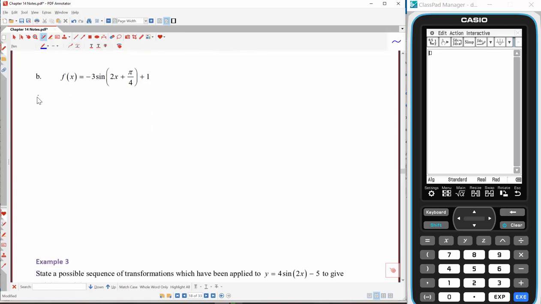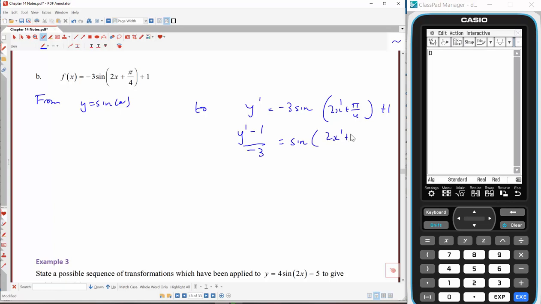So I'm definitely going to go from y equals sine x to y dash equals -3 sine (2x plus pi on 4) plus 1 with a dash there. All right, so let's get ready to pair these up. So I'm going to do (y dash take 1) all over -3 equals the sine of (2x dash plus pi on 4). All right, let's pair them up. y equals (y dash take 1) all over -3 and x equals 2x dash plus pi on 4.